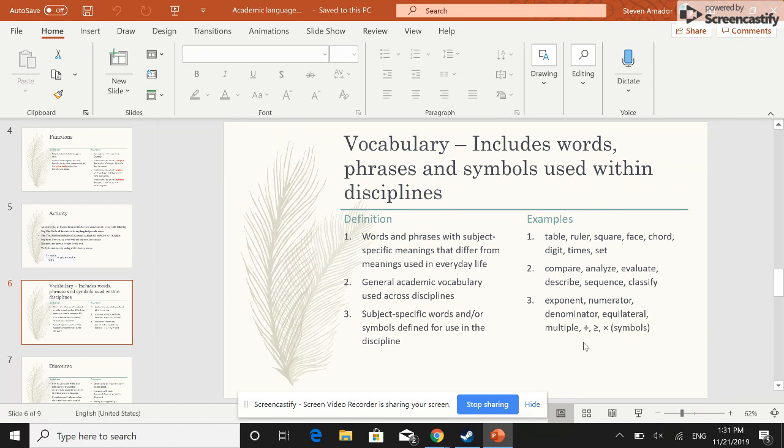The first one is words and phrases with subject specific meaning that differ from meanings used in everyday life, like table, ruler, square, face, chord, digit, times, and set. For example, table: we're not thinking about a physical wooden table, but a table to organize our data points. Another one would be blocks. Some words have double meaning in math, like in one of the videos where an English language learner saw a stick figure carrying blocks, but it was actually blocks like street blocks.